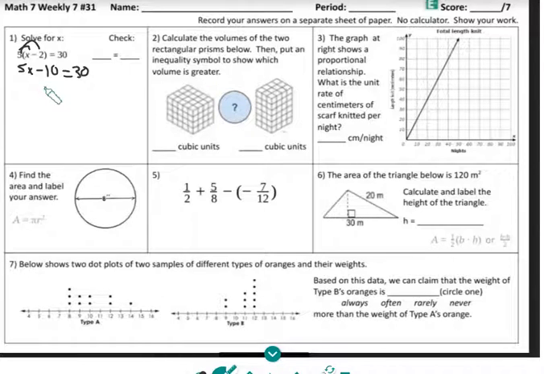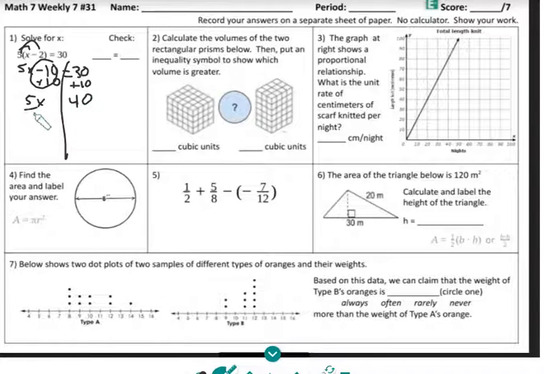So we want to make some zero pairs and we want to make some canceling. So in order to do this one, we're going to actually add in balanced sets. So I'm going to add in 10 to both sides. And by adding in 10 to both sides, it's essentially going to make this a zero pair. So that's gone. And I just have 5x over here. So I have 30 plus 10, which is 40.